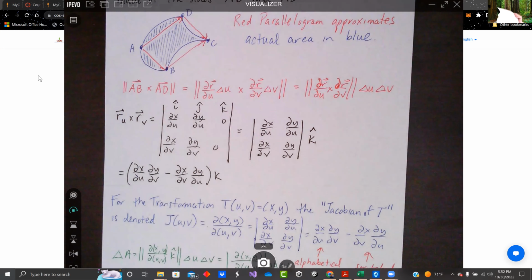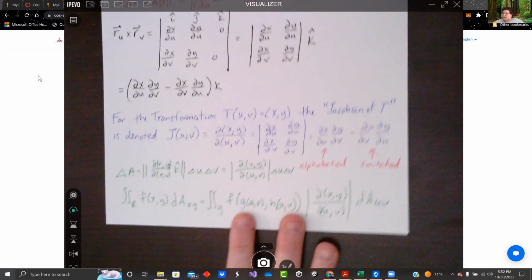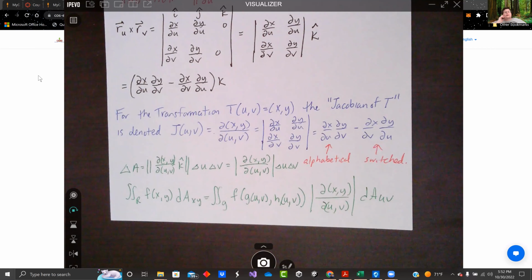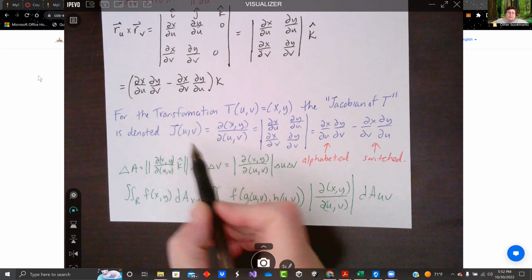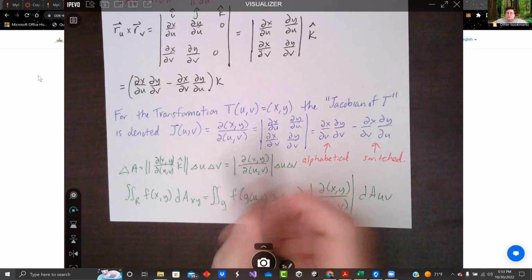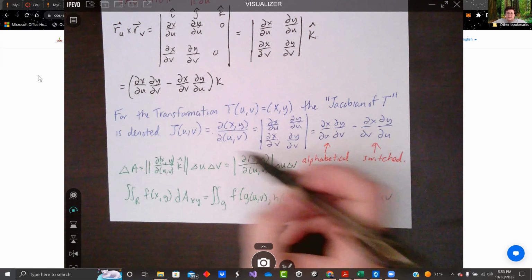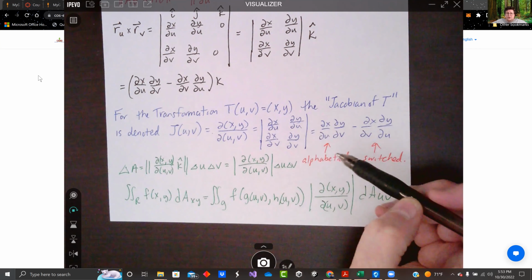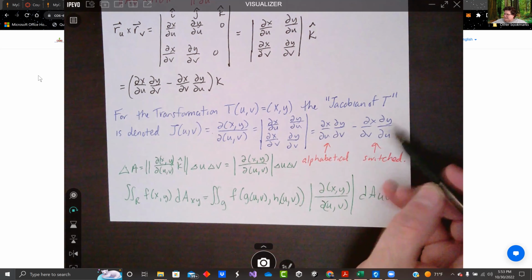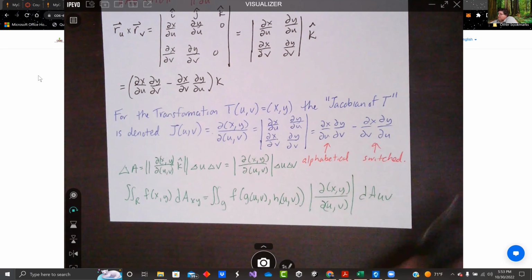This is going to be called the Jacobian. This is for when we're transforming from one set of coordinates to another. It's denoted with J for Jacobian. The Jacobian of (x, y) with respect to (u, v) is the partial derivatives of x and y with respect to u and v, and it's just a nice little determinant. This can be a pain to remember.